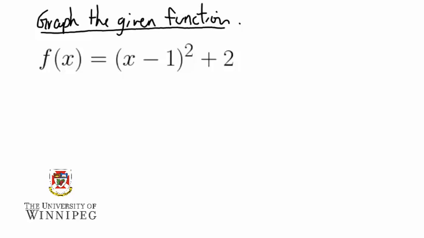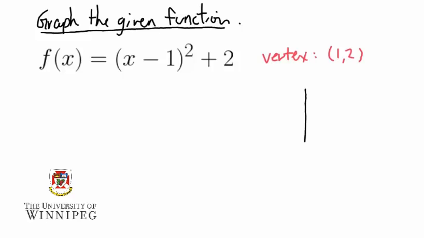In this video, we're going to give some rough sketches of a couple quadratic functions. Let's take a look at this function, (x - 1)² + 2. This quadratic function is already in vertex form, and we know its vertex is (1, 2).